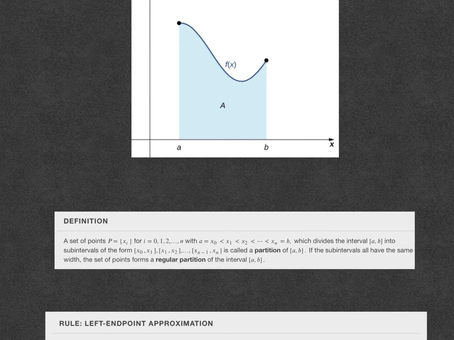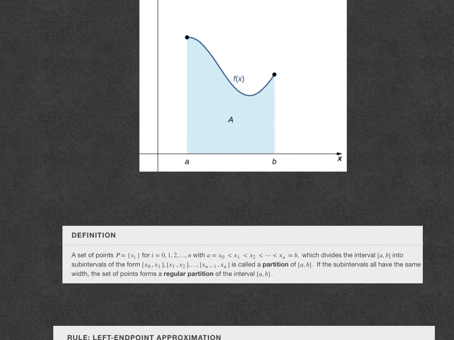So we'll define here what is called a partition. If I have a set of points with indices i equals 0 through n, we are partitioning, we are breaking the x-axis up into sub-intervals.